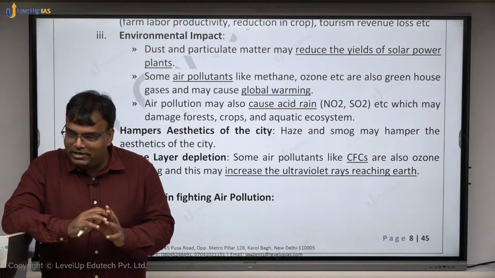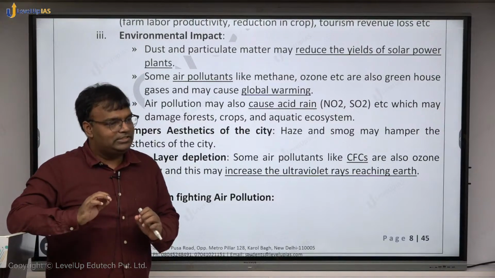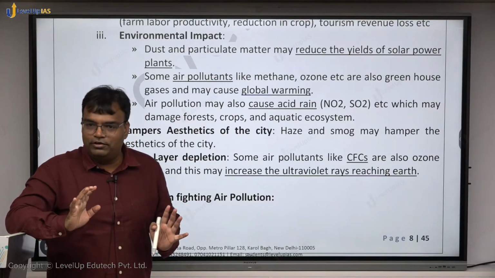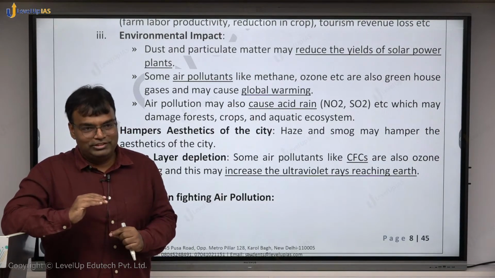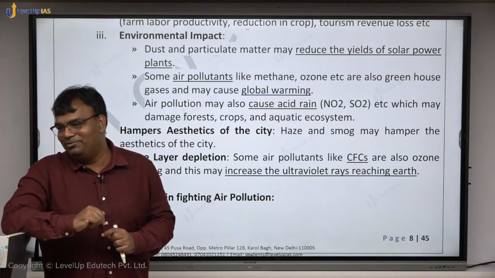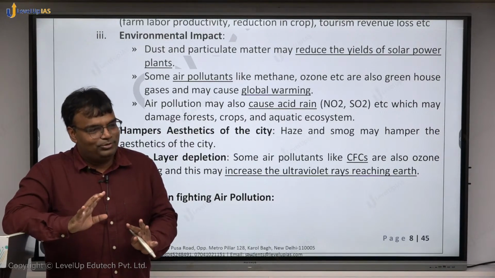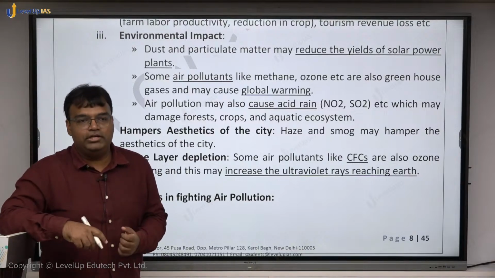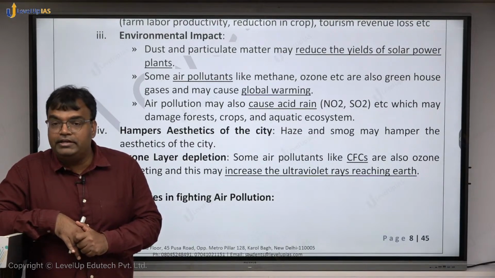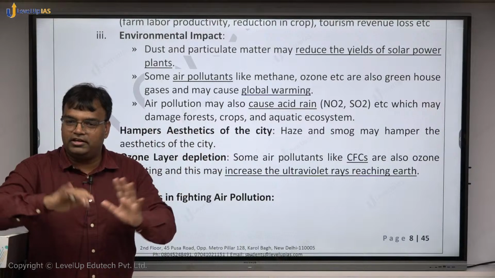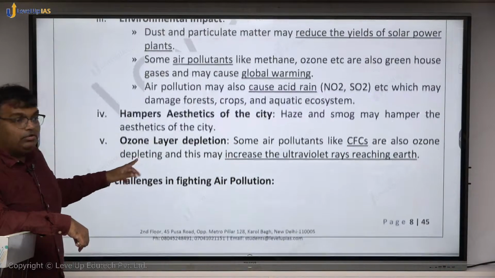Toh aaj jab I was making notes for air pollution, I was looking at month wise, which is the month which is safest to come to Delhi in terms of air pollution. So it was August. But wahan pe bhi WHO ke jo standards hain usse zyada pollution hai. Toh wahan pe bhi situation is bad, but still the best time to come to Delhi. Okay, anyways, but if you come to Delhi in winters, you will see that Delhi also loses its aesthetics. Aap India Gate ke saamne se guzar rahe ho aur sab kuch haze mein ganda dikh raha hai, dhundhla dikh raha hai. So another impact is hampering the aesthetic of the city, and finally ozone layer depletion may also occur.